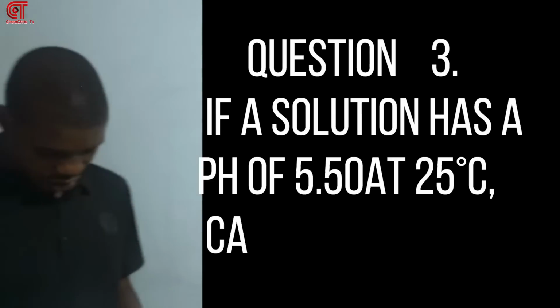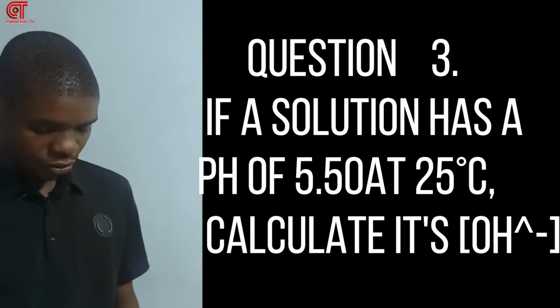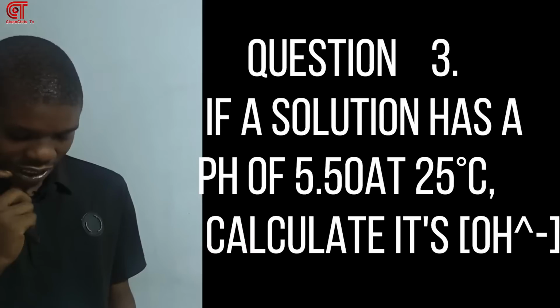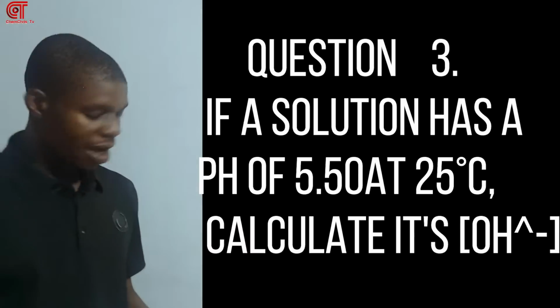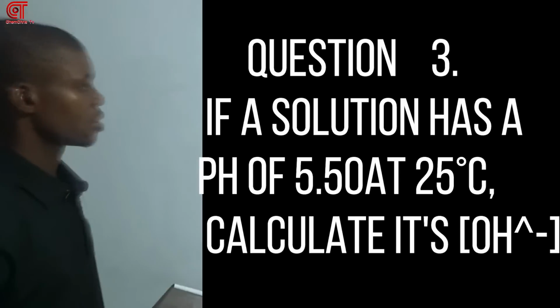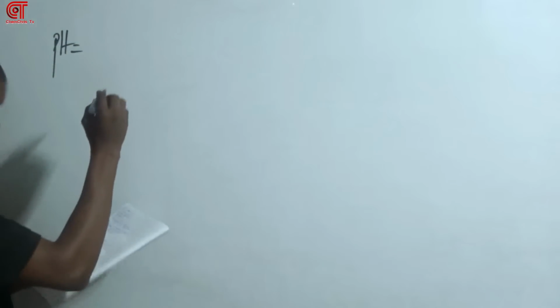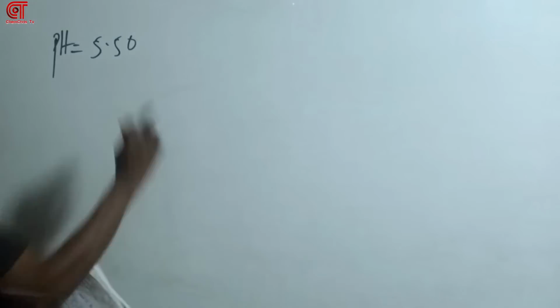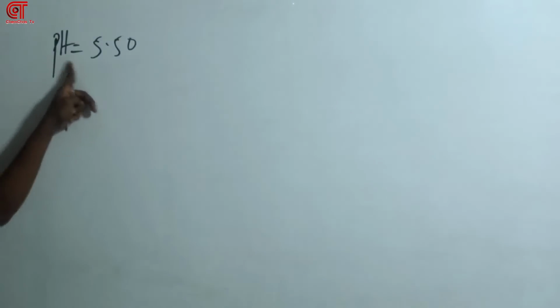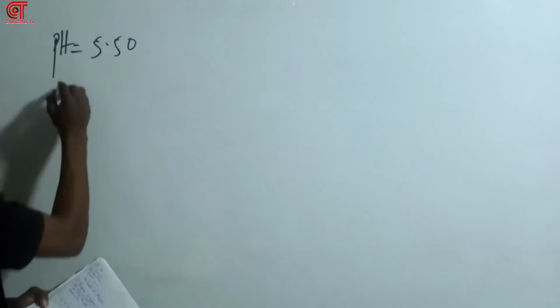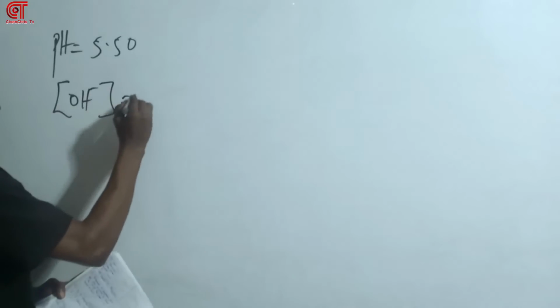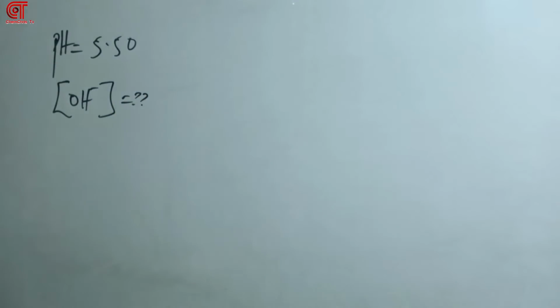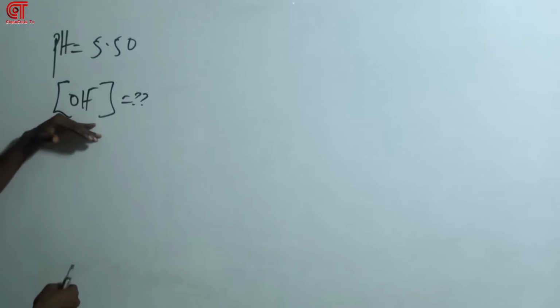If a solution has a pH of 5.50 at 25 degrees centigrade, calculate its hydroxide ion concentration, right? So now the pH equals 5.50. Therefore, you know that this one is going to be an acid because the pH is less than 7. But they're asking here to find the OH minus concentration. This is what they're asking to look for. So I'm going to do that. How can we get the OH minus concentration from the pH?